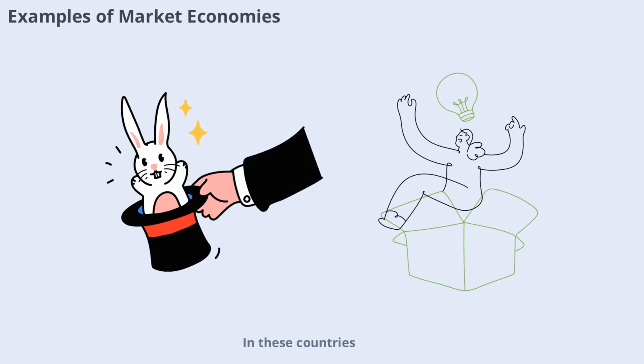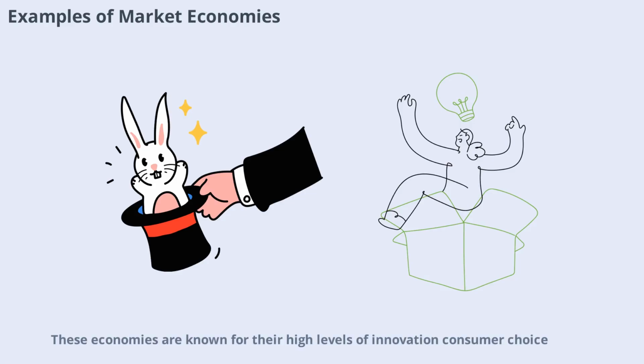Examples of market economies include the United States, Canada, and Australia. In these countries, most economic decisions are made by individuals and businesses. The government's role is mainly to enforce laws, protect property rights, and maintain competition. These economies are known for their high levels of innovation, consumer choice, and economic growth.